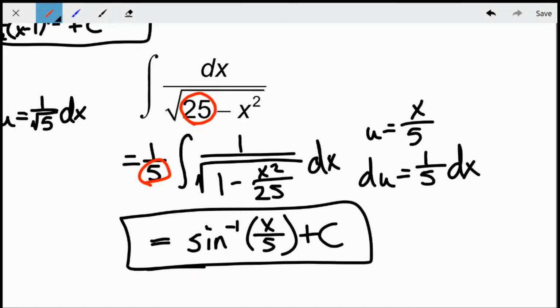But notice now inside the square root, I've got essentially 1 over square root of 1 minus u squared. So my u is x over 5, my du is 1/5 dx. And so that 1/5 that I have outside the integral, I can just put it back in there inside the integral, and I end up with inverse sine of x over 5 plus c.